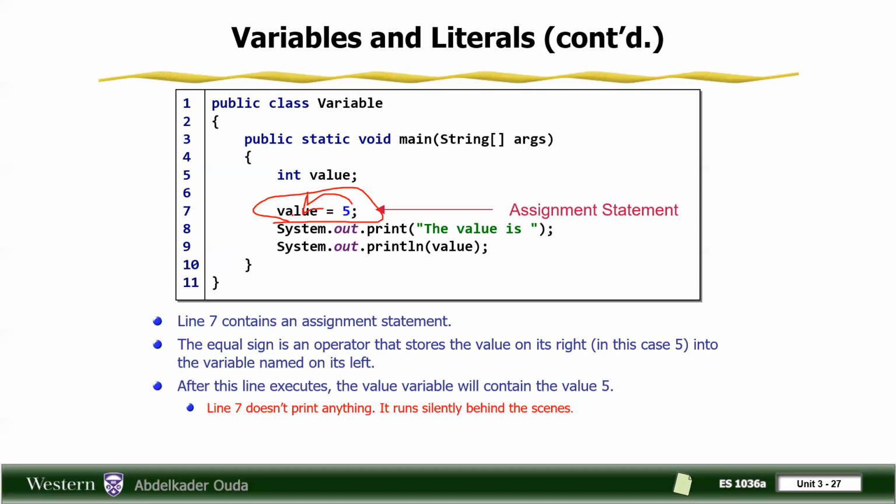The equal sign is an operator that stores the value on its right, in this case 5, into the variable named on its left. After this line executes, the variable value contains the value 5. Line 7 doesn't print anything. It runs silently behind the scenes and will not show anything on the screen.